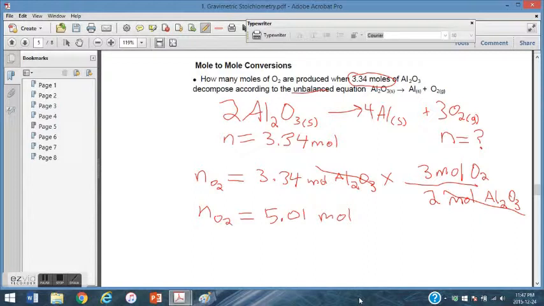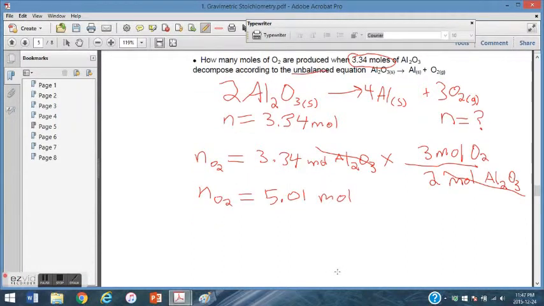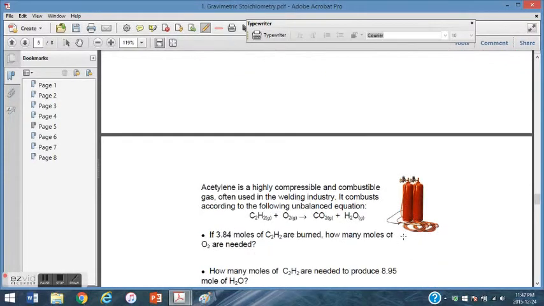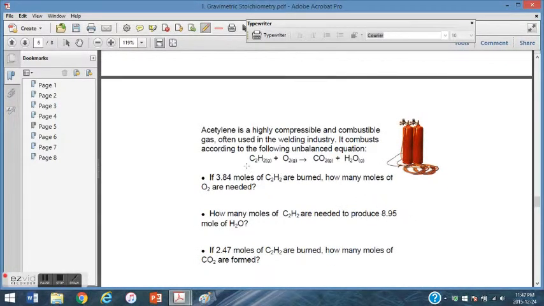Again, we've done this same type of thing already. So this is just applying the same skill that you've already learned in a new situation. Okay? Moving along. Here's another one.